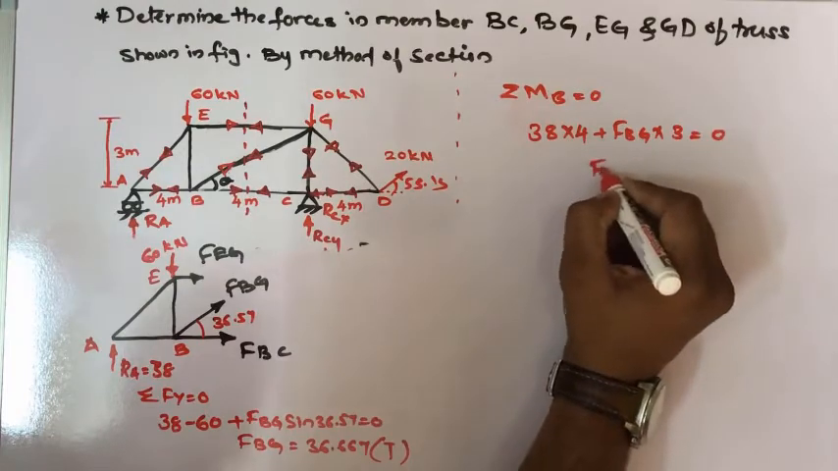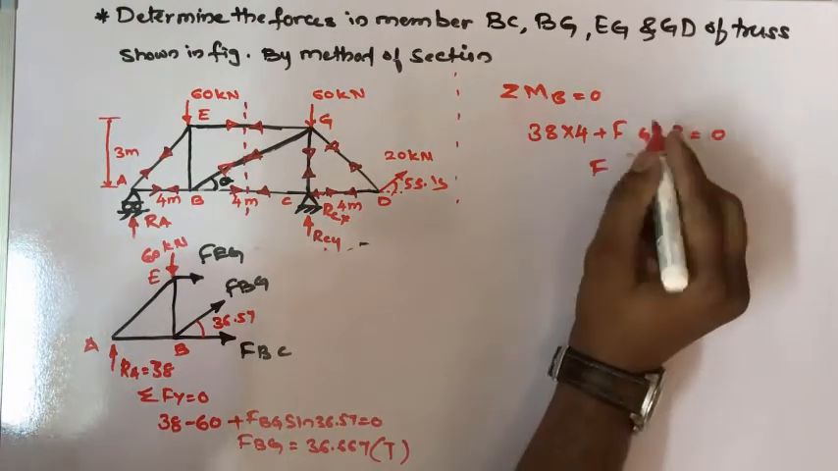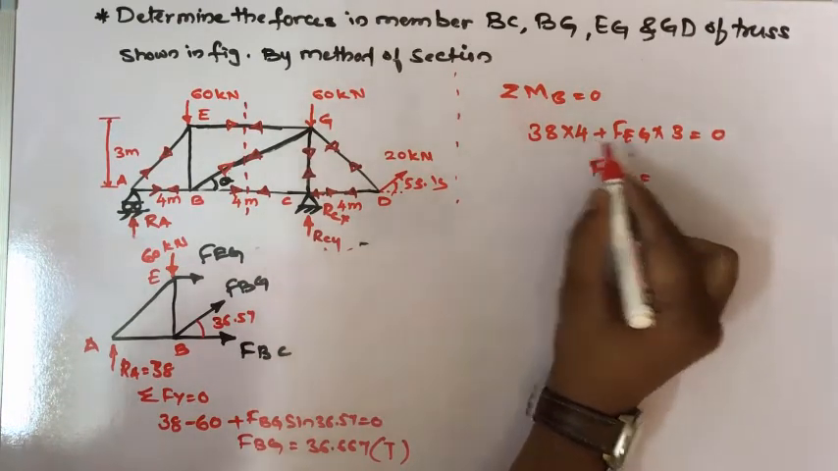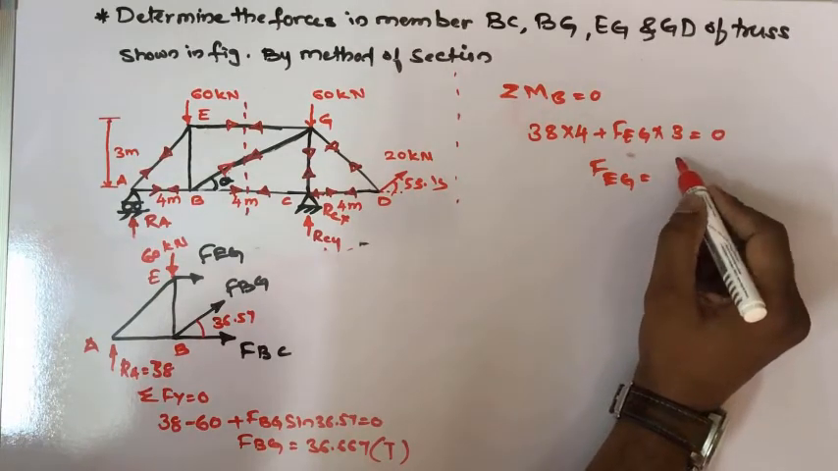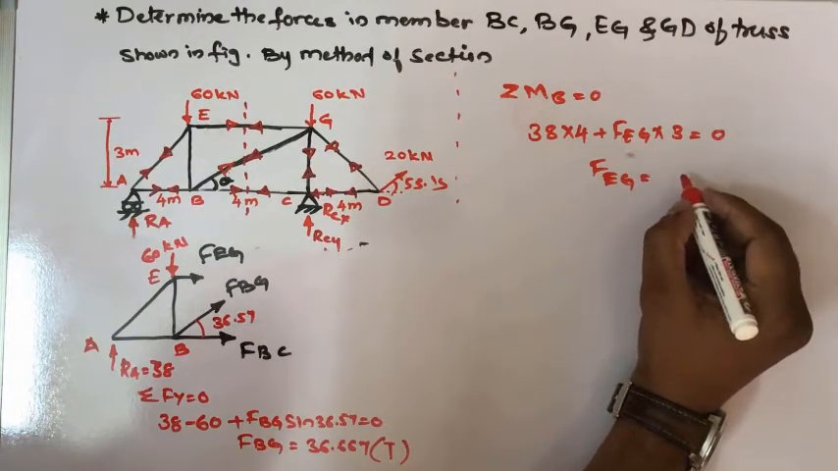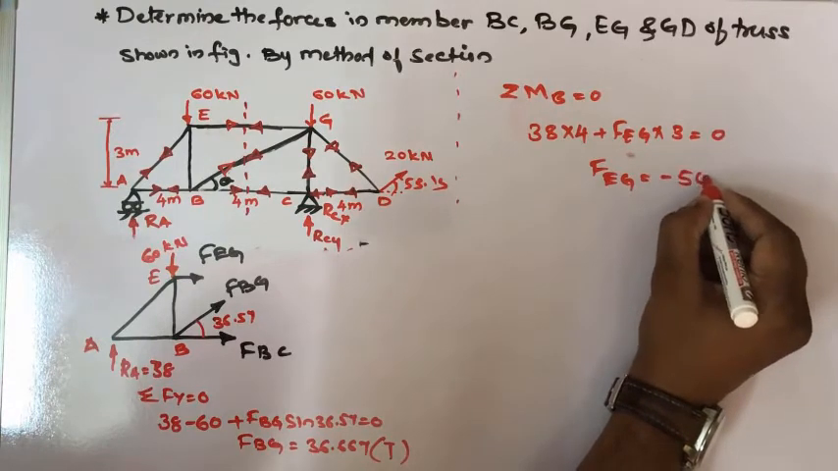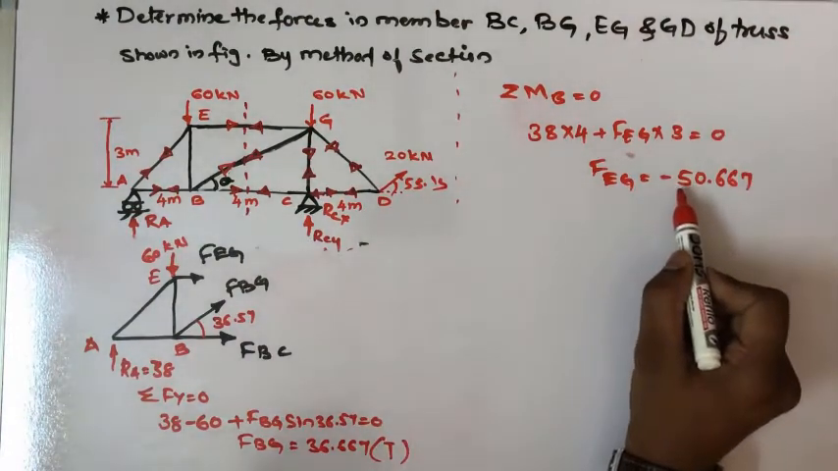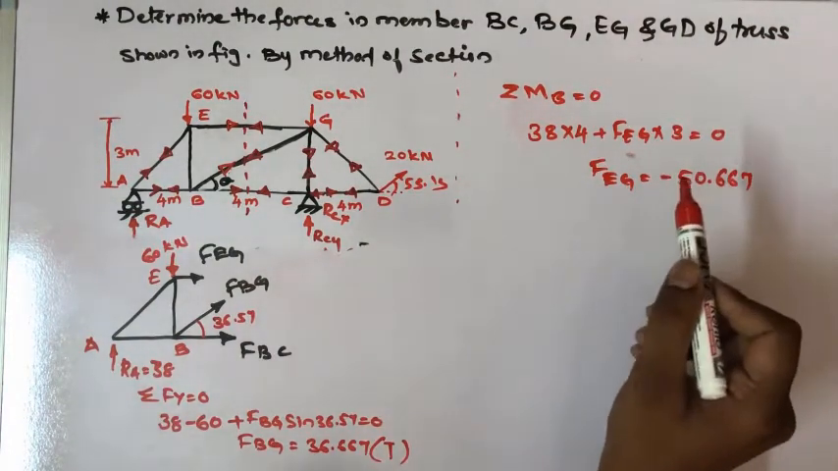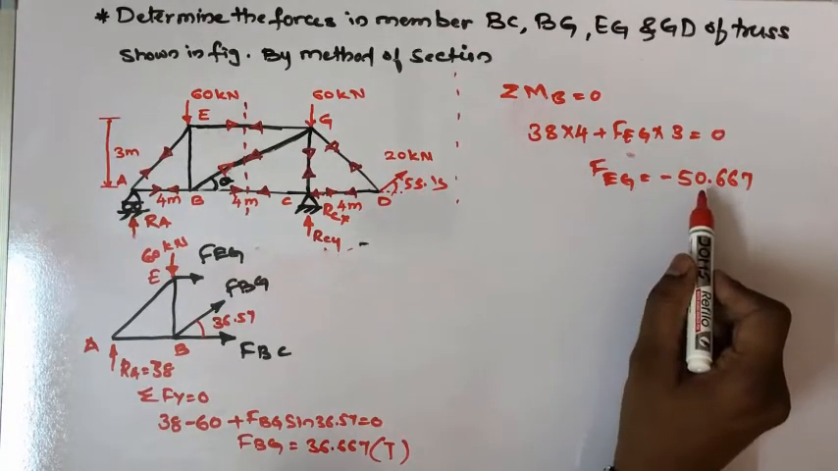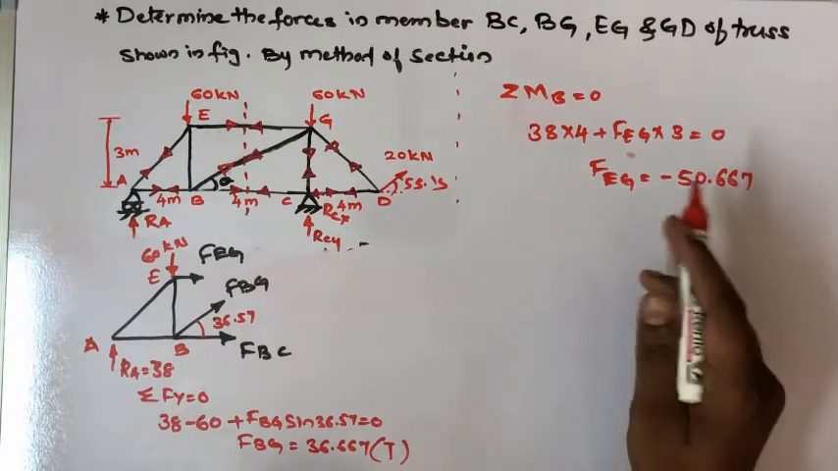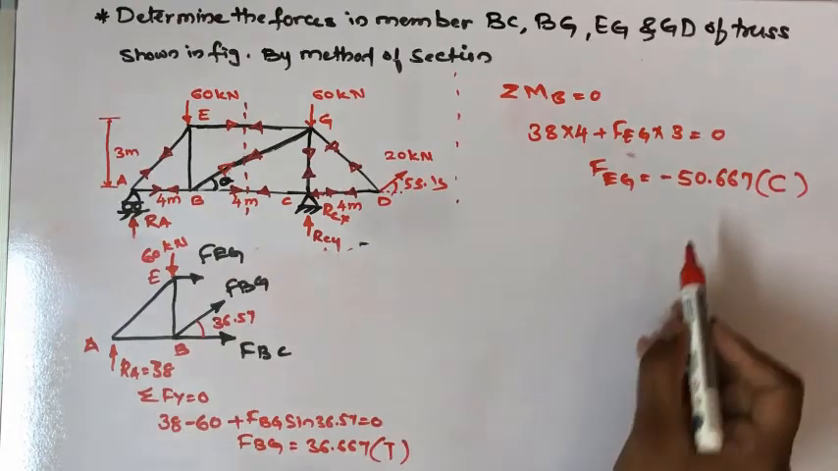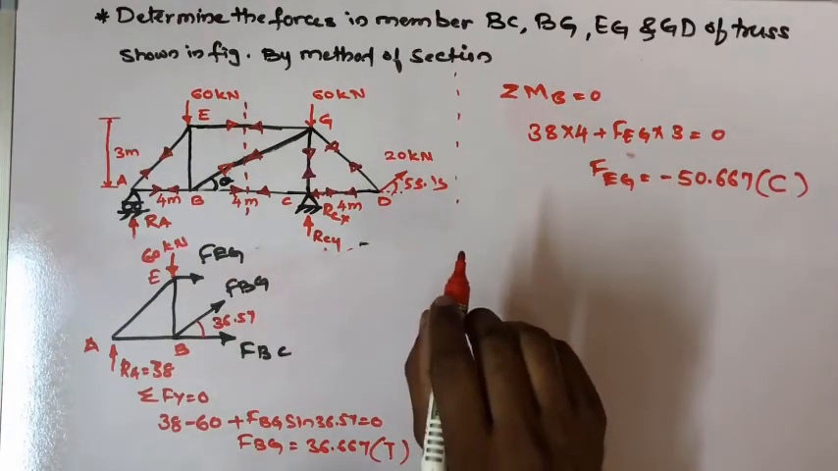So if I calculate, I'll get FEG value as 38.4. If I take it on the other side, it will be a minus value and divide by 3. So I'll get FEG as minus 50.667. See, in this case, the value we are getting is minus. That indicates that we have assumed a tension, but the value we are getting is negative. That means it is opposite of the assumed. So it's a compression member. Okay, so if you get the negative value, you have to use C, that is a compression member.